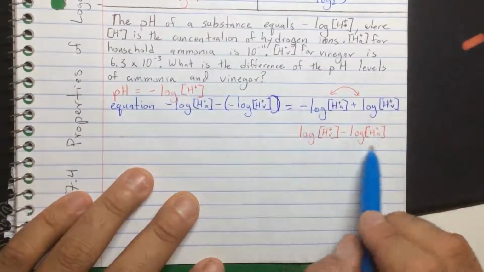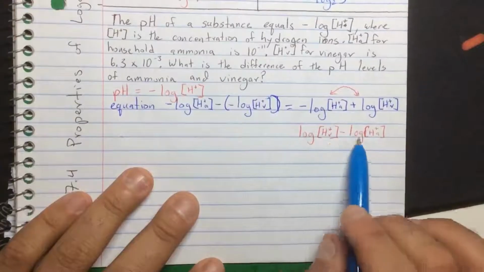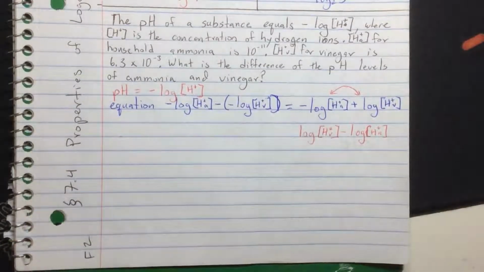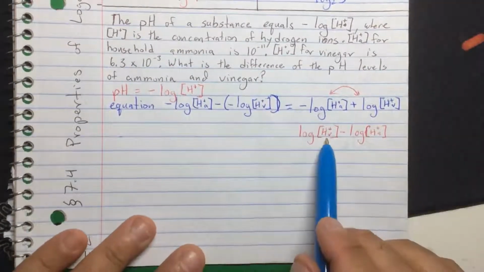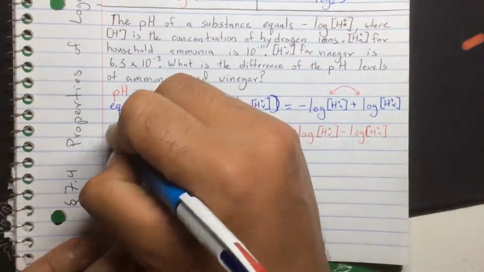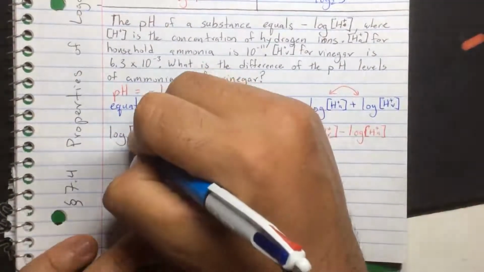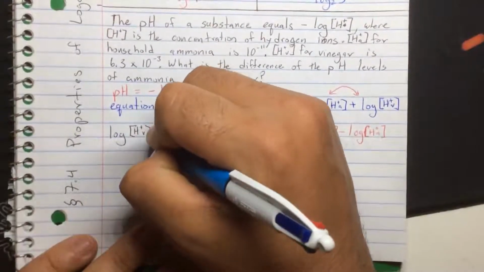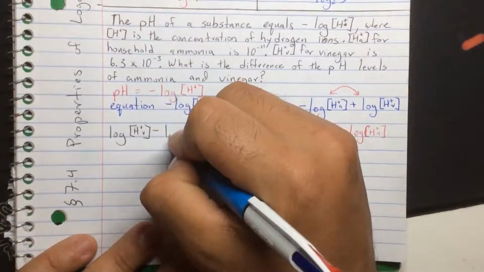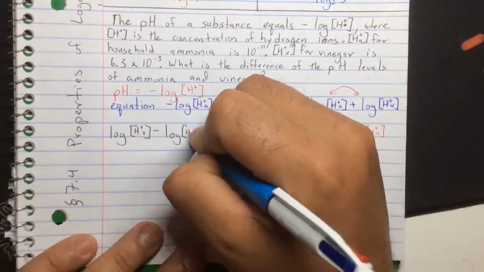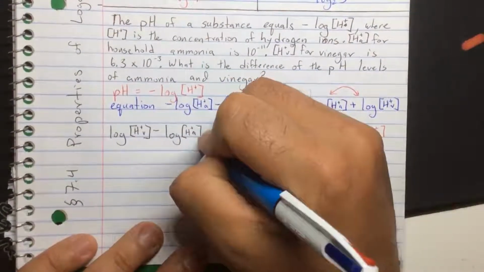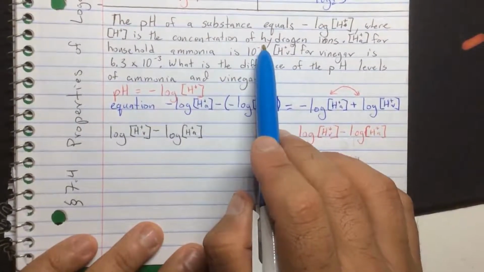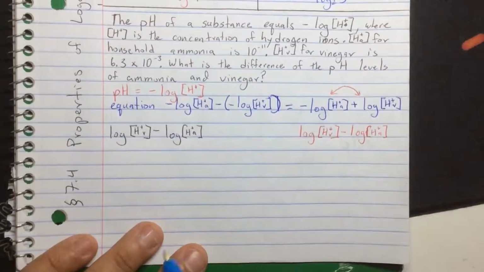And now we can clearly see this is going to be our quotient rule. But it looks like from this one we're going to be mostly expanding, so we might not have to use our quotient rule. All right, so we're going to rewrite this equation over here. We have the log of H positive for vinegar, and we're going to subtract the log of H positive for ammonia. Remember, our H positive is just our concentration of hydrogen ions.